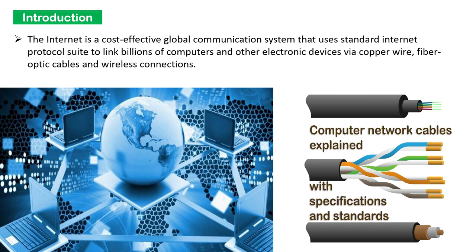We usually use three types of wire for this connection all over the world. We either use copper wire, fiber optic cables, or we use wireless connection. We have one more type of wire called coaxial cable. So three types of wires are there: copper wire, fiber optic cables, and coaxial cable. And we use so many types of wireless connections also. For example, we use Wi-Fi connection, infrared, and satellite based communication systems also. So these are types of the wire.